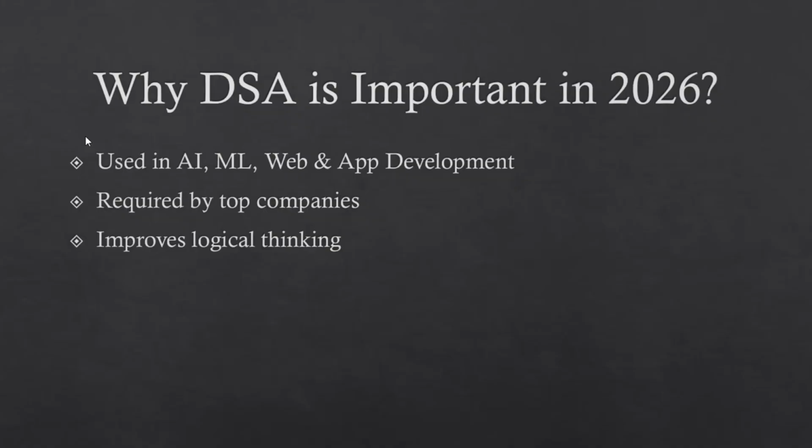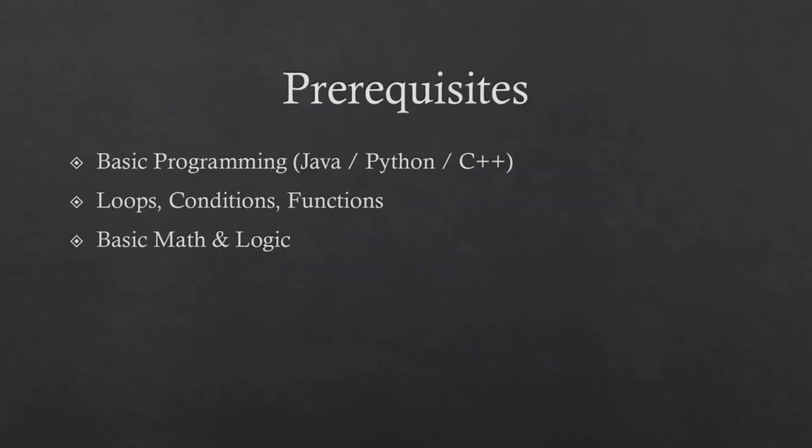Next is why DSA is important in 2026. DSA is used at large scale. DSA is used in AI, ML, and in development as well, both web and app development. DSA concepts are used in both. DSA is used to improve our logical thinking. As we solve DSA problems, our logical thinking, critical thinking and problem-solving skills increase.